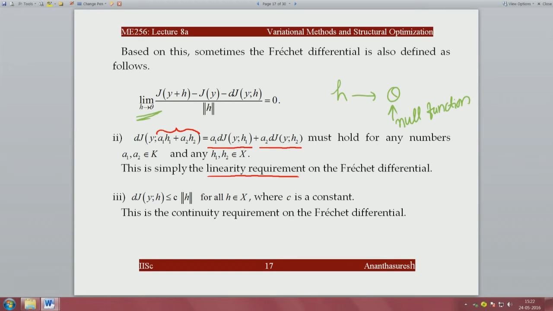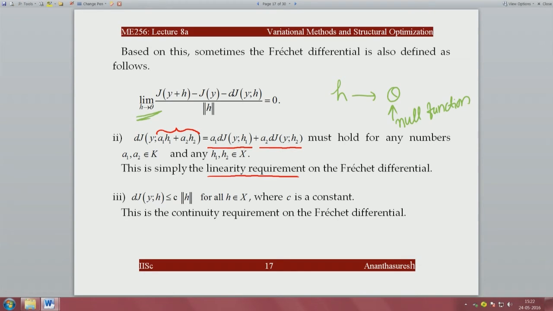and so it does for the Gâteaux variation, because the Gâteaux variation being a first order thing, it is linear. Just like when we have a function f of x, when I take the gradient and multiply it by delta x, that is a first order term, that is a linear term. Similarly, the functional that we get, which is the Fréchet differential or Gâteaux variation, is linear. Okay. And there is this continuity requirement also.